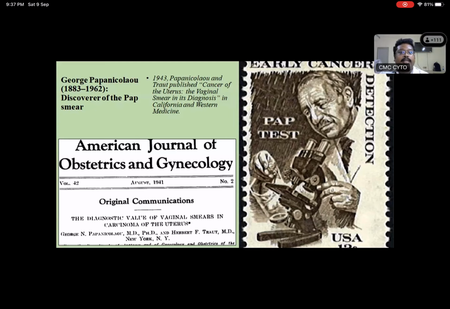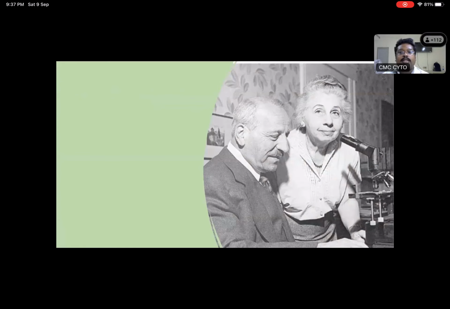So in 1943, Papanicolaou and Traut, a gynecologist, together published "The Diagnostic Value of Vaginal Smears in Carcinoma of the Uterus." This was the first paper describing the utility of vaginal smears in gynecological cancers.